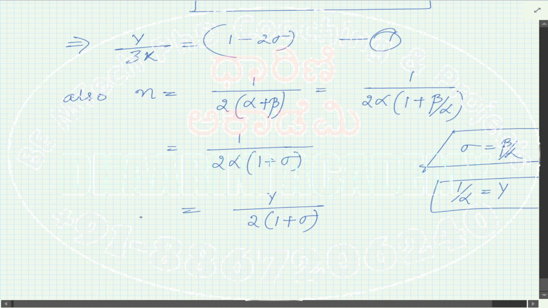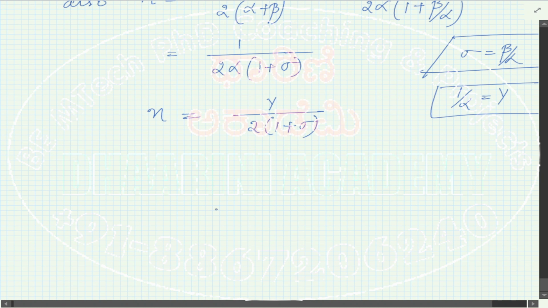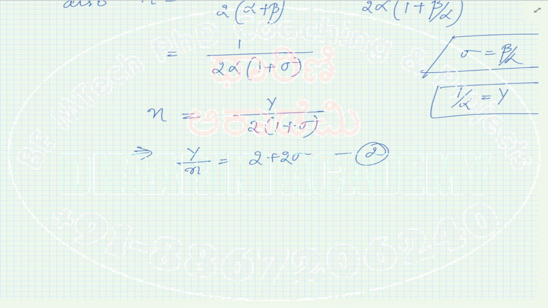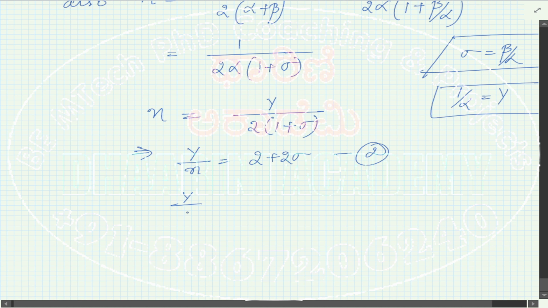Okay, so on the left hand side I still have n. This implies, I will try to write y by n. So y divided by n is equal to 2 plus 2 sigma. So this is what I call equation number 2. Okay, so equation 1 is y by 3k and equation number 2 is y by n, right? I'll write equation number 1 once again, that is y by 3k is equal to 1 minus 2 sigma. This was equation number 1.